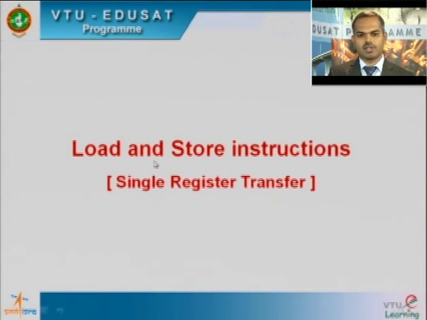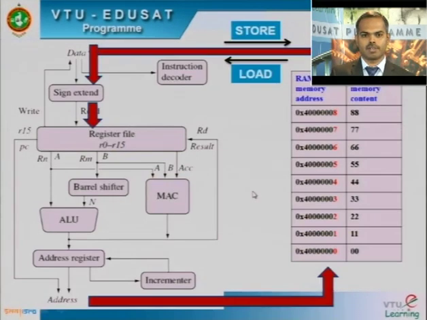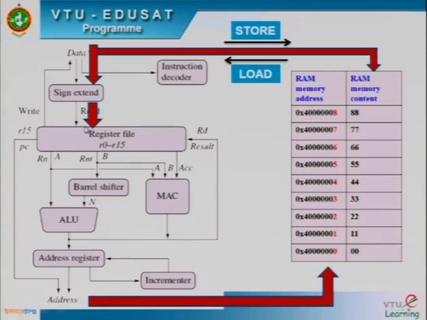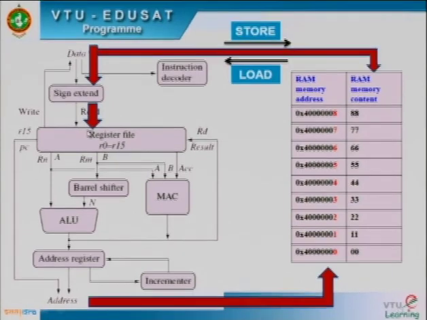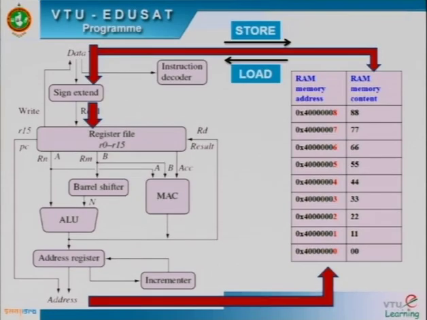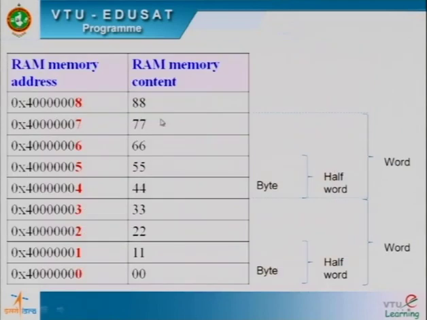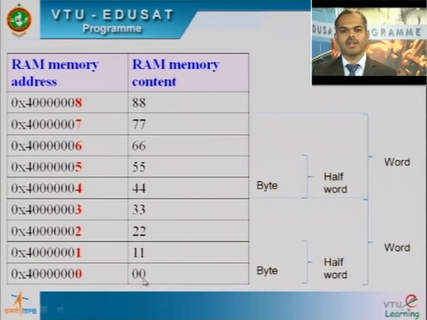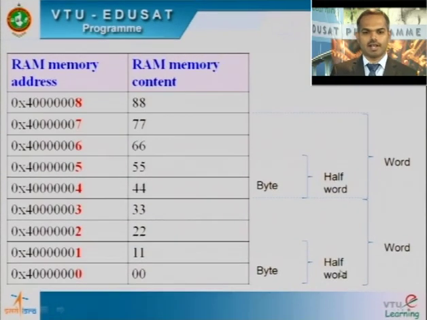This is the last class discussion: load and store instruction, single register transfer. What do you mean by load? Load operation is transferring the content from memory, from RAM locations, to the register files. Store operation is copying the content of register files back to memory. And the memory is byte aligned. Together 2 bytes will be called a half word and 4 bytes are called a full word, or 32-bit.